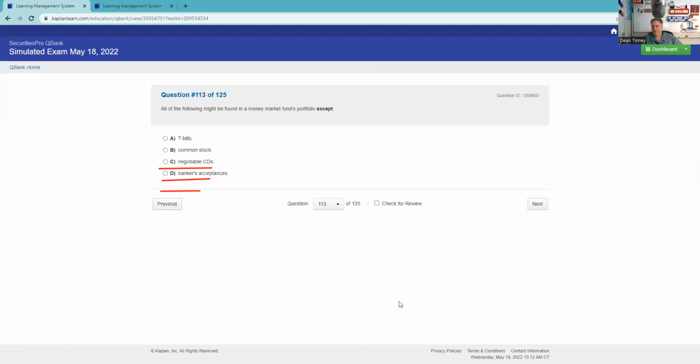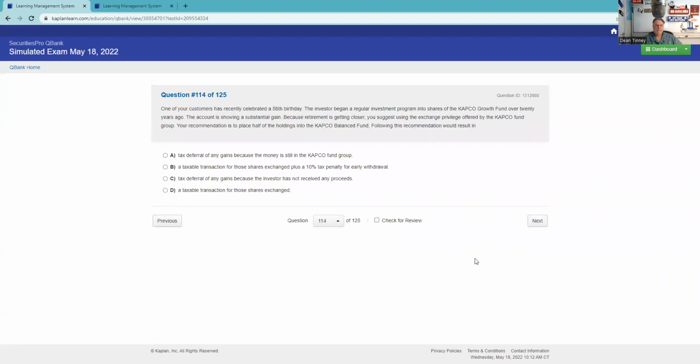Let me clean up my slide. All of the following may be found in a money markets portfolio, except, boy, this is a layup. You don't get many as easy as this, right? Common stock, that's not a money market security.